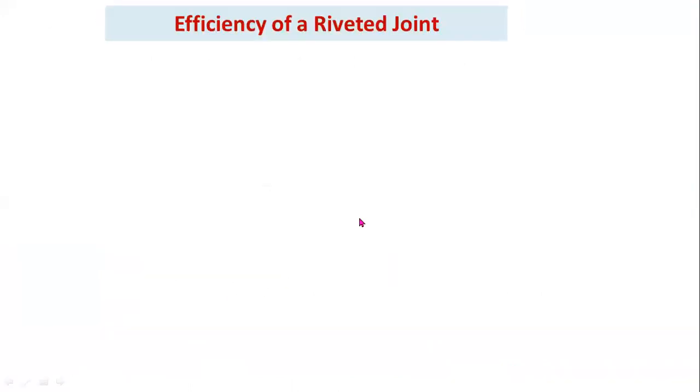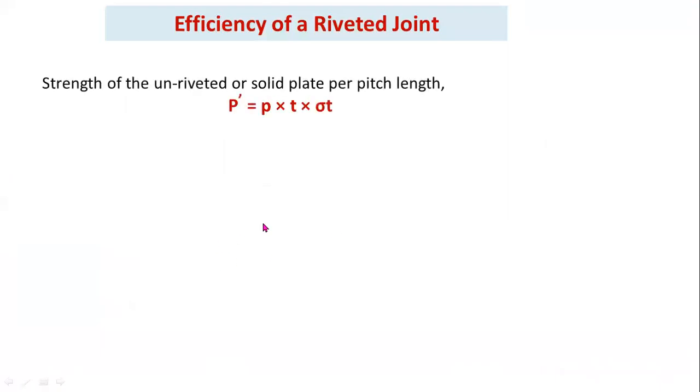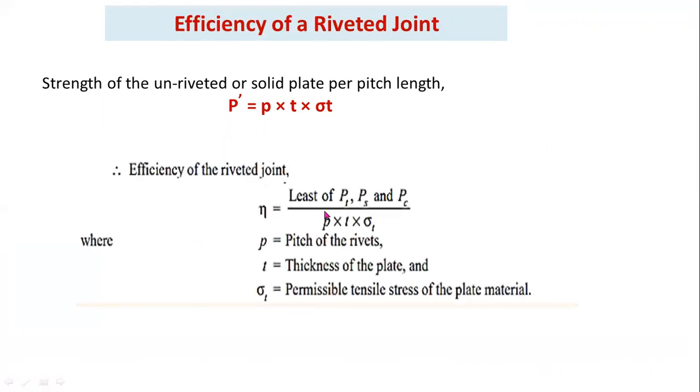Now, if you want to determine the efficiency of the joint, this is the formula for efficiency. Efficiency zeta equal to least value of tearing strength, shearing strength, and crushing strength divided by strength of an unriveted plate, that is P into t into sigma T is the strength of the unriveted plate. By using this formula you have to determine the efficiency of the riveted joint.